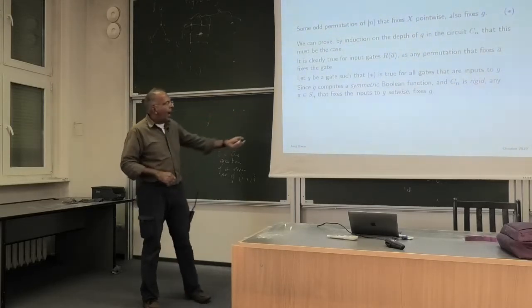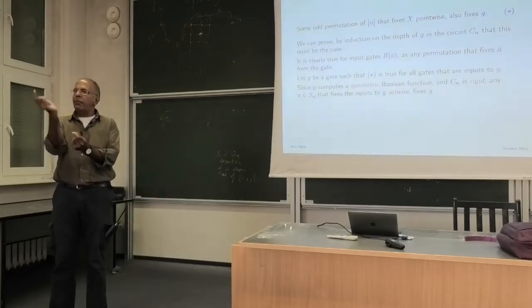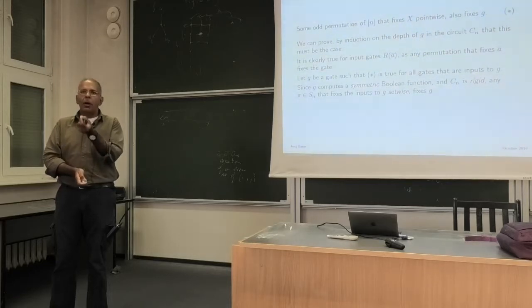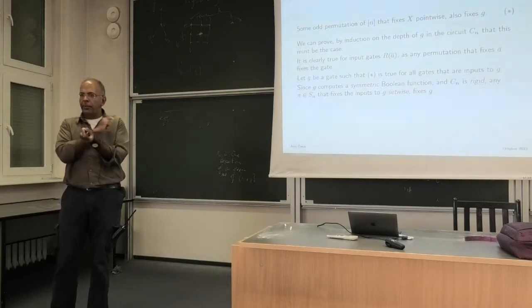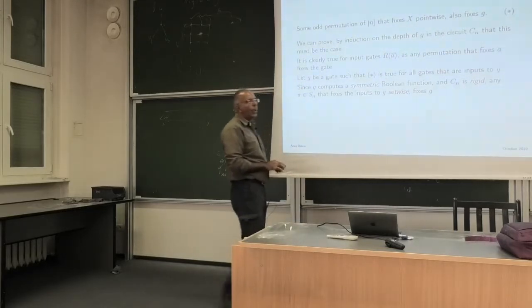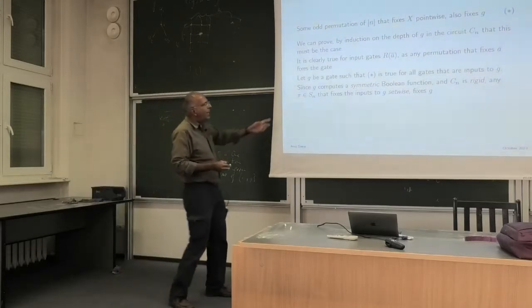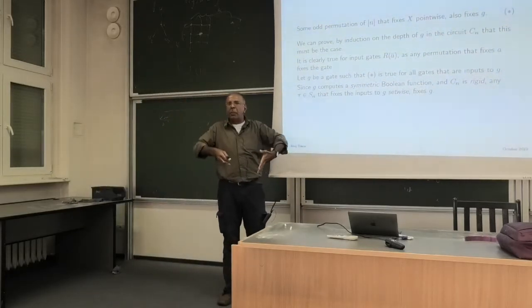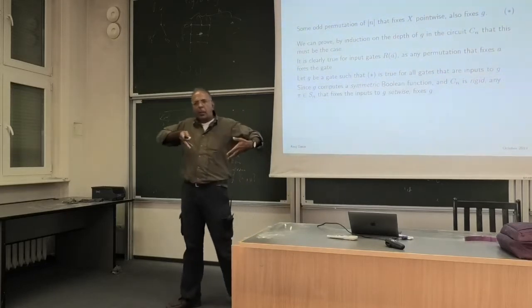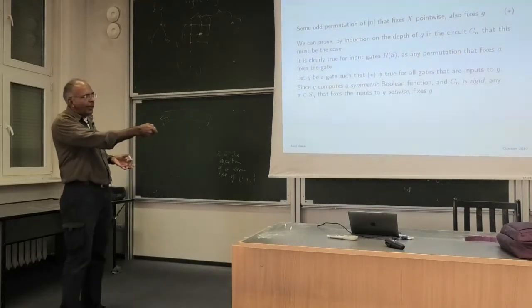I'm assuming that G computes a symmetric Boolean function. What do I mean by this? Something that's invariant under permutations of its inputs, like and, or, not, majority, threshold. All of these are symmetric, right? They're invariant under permutations of the input. And I assume that the circuit is rigid, so it has no non-trivial permutations other than these, which means that if a permutation fixes the set of inputs to G, it also fixes G. You can't have another gate with exactly the same set of inputs and of the same type. That would violate the rigidity of Cn.